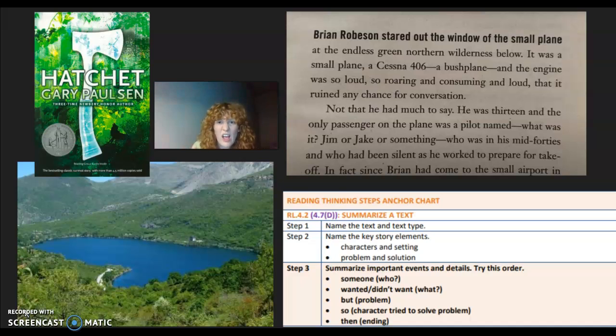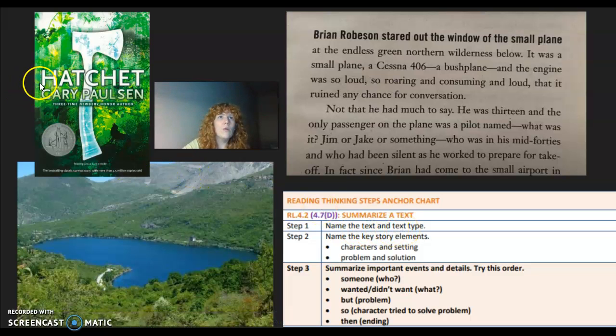Now, I'm gonna make this mistake on purpose. Your job is to watch out for my misconception, and I'll ask you at the end. Watch me do these steps and notice my good reader moves. And don't forget to watch out for my misconception. So, let's go over the steps. There are 3 steps. Show me with your fingers. That's right, 3. Now, step 1, I have to name the text and the text type.